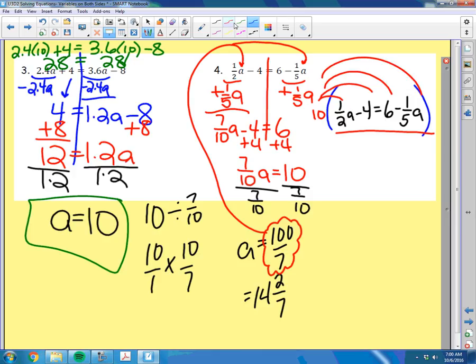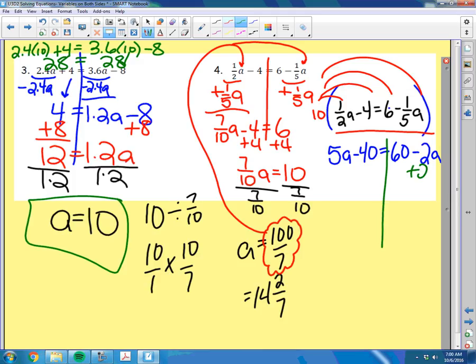10 times 1/2 is 5, so I end up with 5a minus 40 equals 10 times 6 is 60 minus 2a. Now, you may not be able to do the computation as fast as I did, but it doesn't change the fact that you have a calculator that can help you through the process. But the greatest thing about this whole thing is no more fractions. No more fractions, and I can now solve.